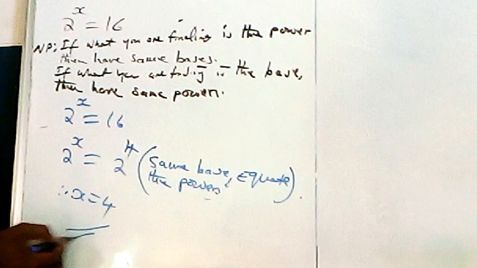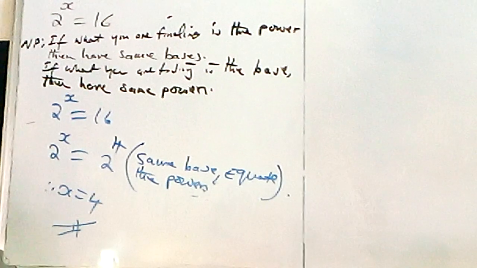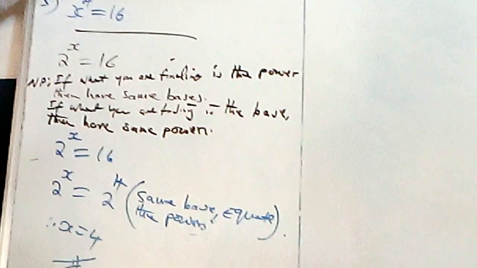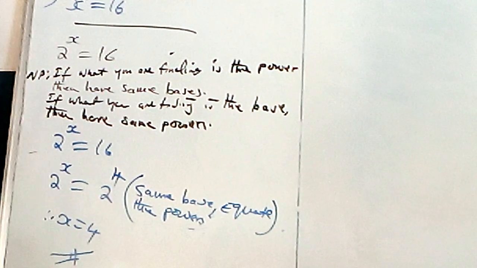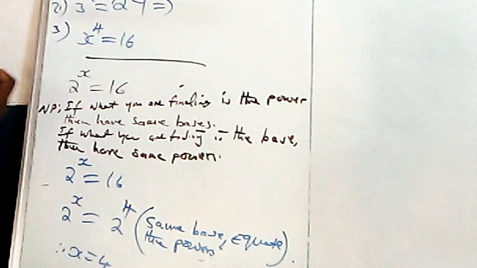And the good part of equations is that they are always provable. If you want to prove why there is x, you're going to put the 4 here. So it will be 2 times 2 times 2 times 2. It will give you 16. You get that? That's how you go about it. So you do the same also to number 2. Okay? Number 2, the answer will be very obvious.